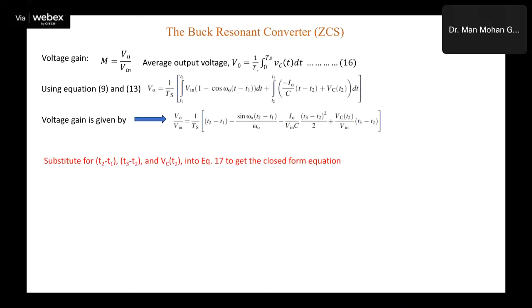Okay, now the next step is to get its voltage gain, right? So the voltage gain can be obtained by using this equation. If we know this voltage VC in different modes, now we can take the average of this, and this will give us the voltage gain. So that is one way of doing this.